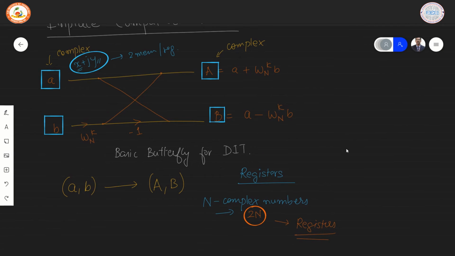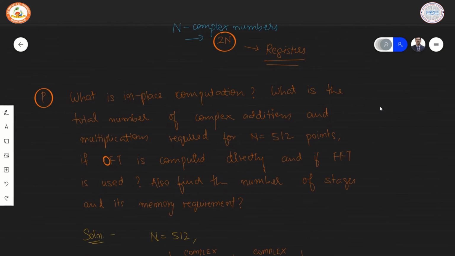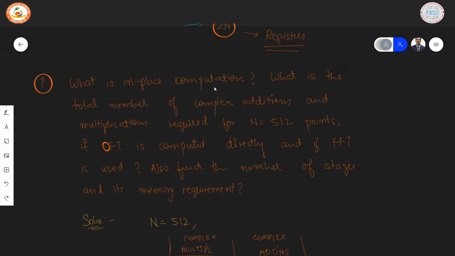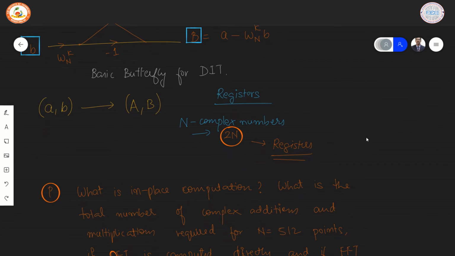Now, from this we understand that the total memory requirement is 2N registers if we are considering the inputs and the outputs. Here's a question from the examination. What is in-place computation? What is the total number of complex additions and multiplications required for N equal to 512 points if DFT is computed directly and if FFT is used? Also, find the number of stages and its memory requirement. When the question of in-place computation is there, you should draw a basic butterfly pertaining to either DIT or DIF, explain what the inputs are, explain what the output is, and you have to explain about the concept of registers, complex numbers, storage requirement, etc. Okay, so in a few lines you should be able to explain what is in-place computation.